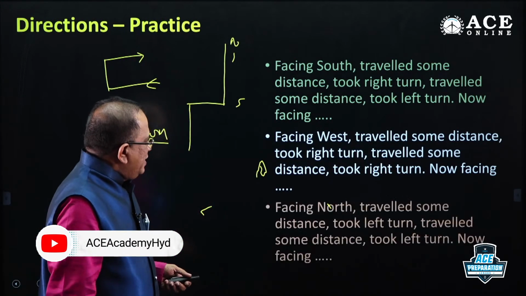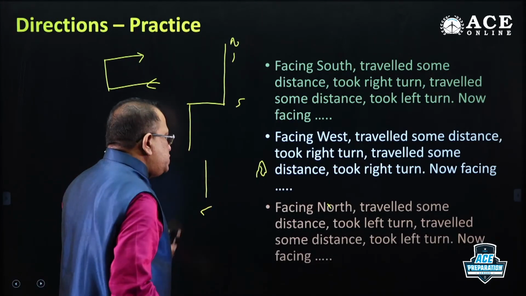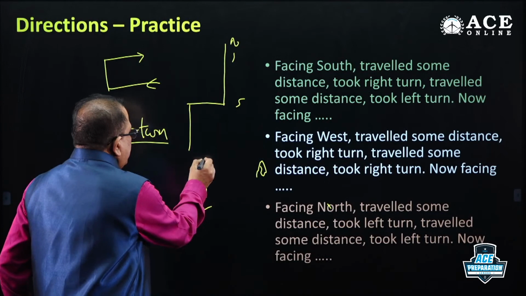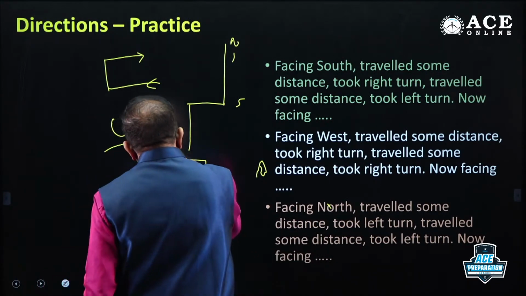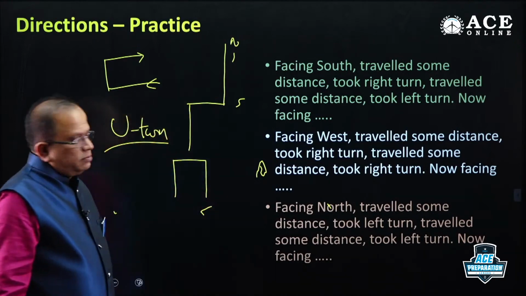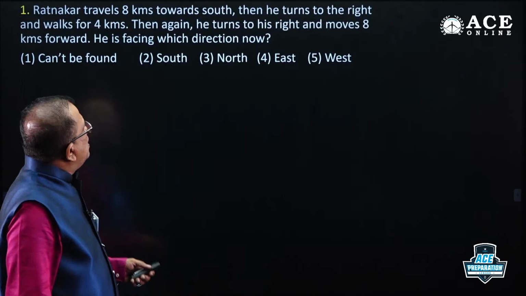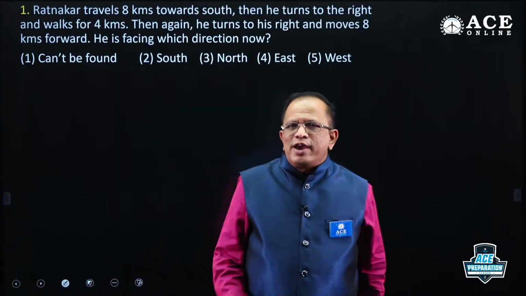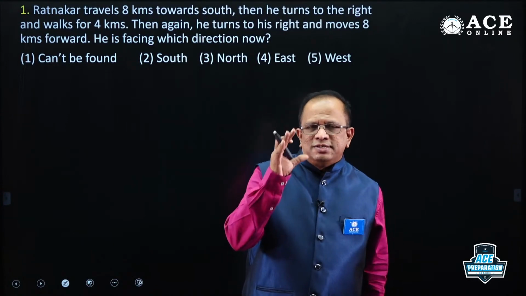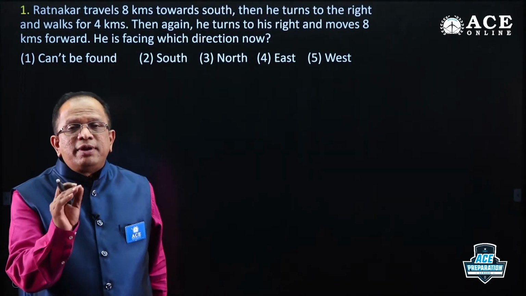Okay? Facing north, traveled some distance, took left turn, traveled some distance, then took left turn. Left and left, U-turn. Basics are over, concepts are over. Now we are going to take up the questions. This is how the question is going to appear in the examination.